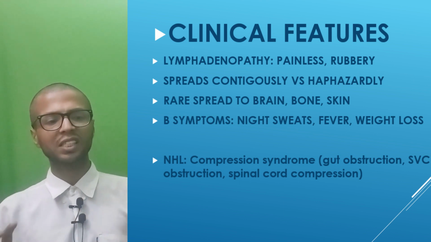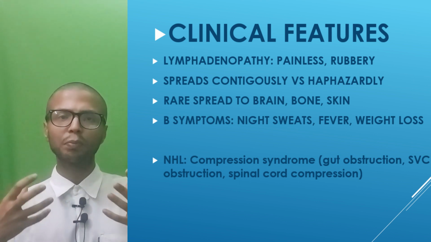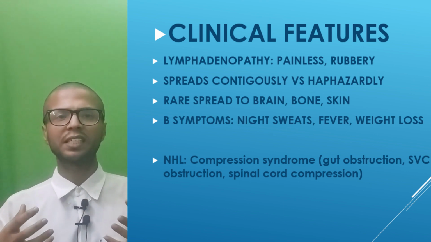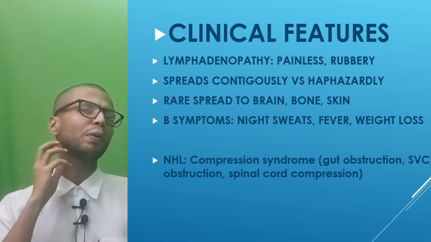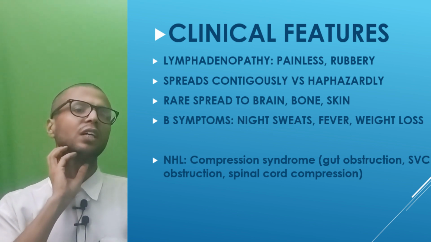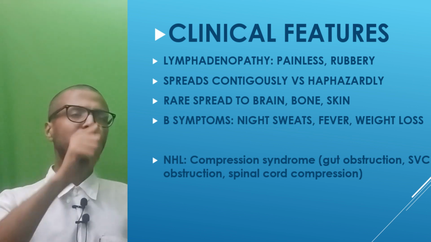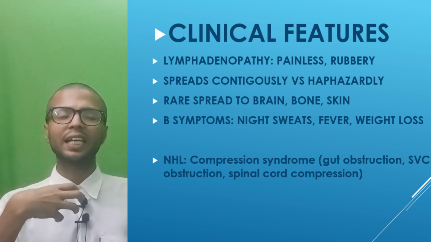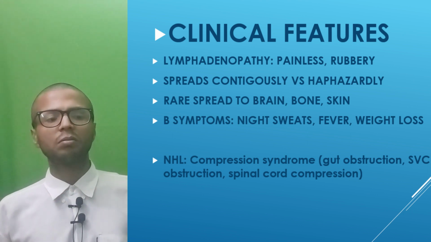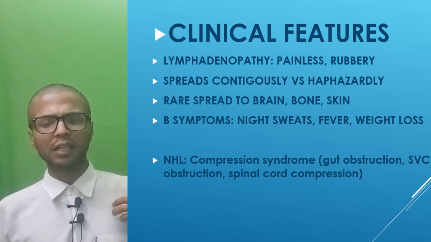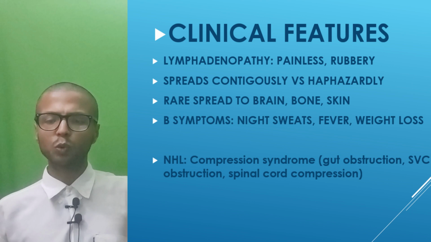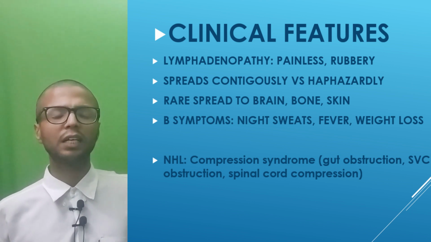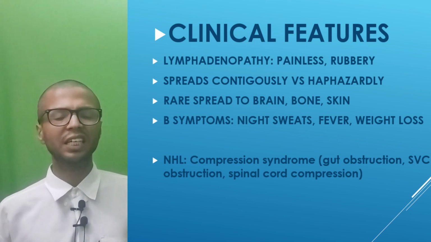Now let's come towards the clinical features. So what may be the picture of the patient? The patient may present with lymphadenopathy, like cervical lymphadenopathy, or when you do an X-ray you can see mediastinal lymphadenopathy. The patient may have cough due to compression of the trachea, bronchi, or the patient may present with spread to other body parts like brain, bone, skin, but this is rare.